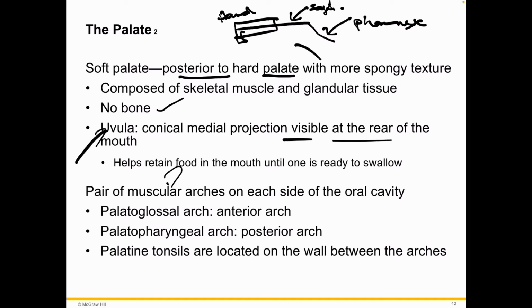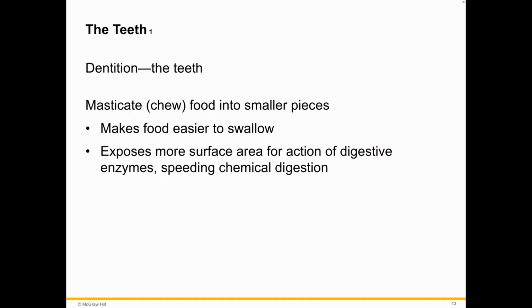A pair of muscular arches on either side of the oral cavity are the palatoglossal arch, which is coming up front to the anterior component, and then the palatopharyngeal arch, which is going to be toward the back, the posterior component of the mouth. The palatine tonsils are located on the wall between each one of these arches.